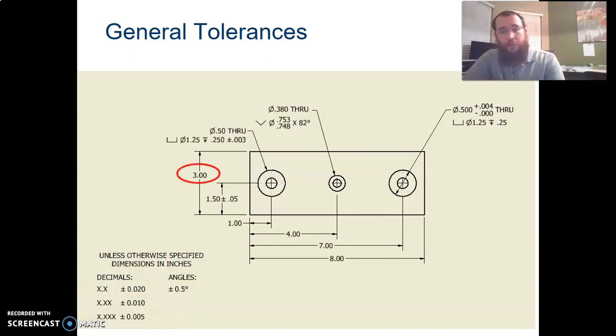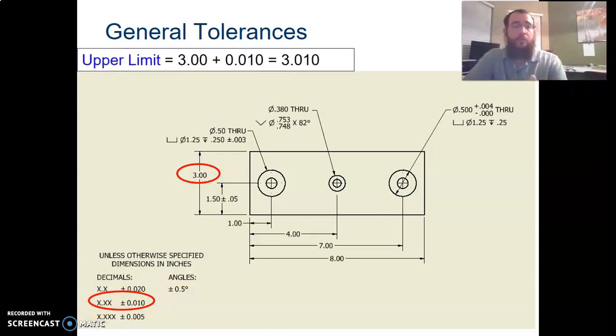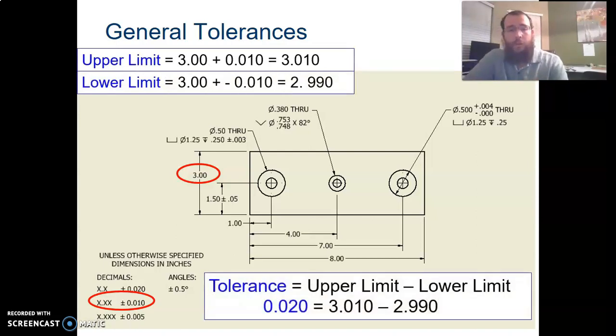So that 3.00 that doesn't have a tolerance on the drawing does have a tolerance connected to it here in the general tolerance. Because it has 2 decimal places, that communicates what type of tolerance should be attached to it. So that means it is plus or minus 0.01, which means this could be 3.01 or it could be 2.99. So the tolerance would be 0.02. That's the reason why sometimes things have different length decimals at the end, because it might be connected to a general tolerance because it doesn't have a specific tolerance.